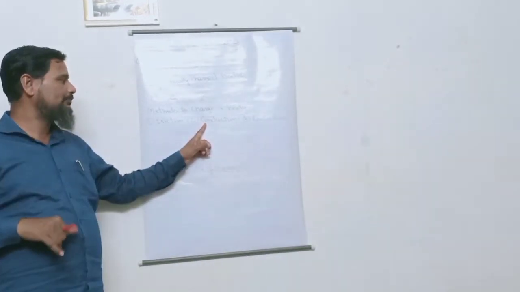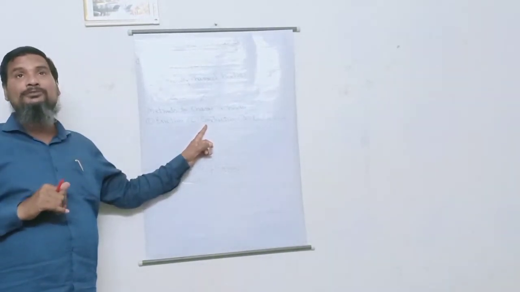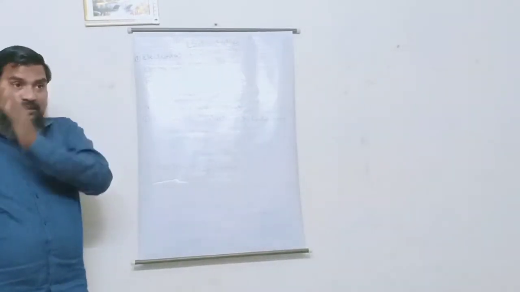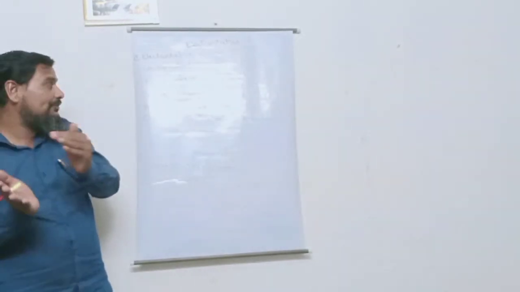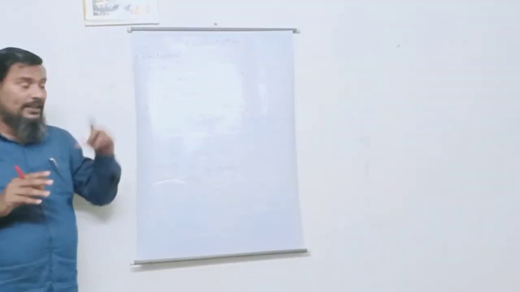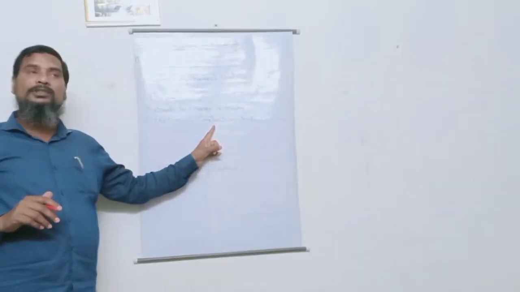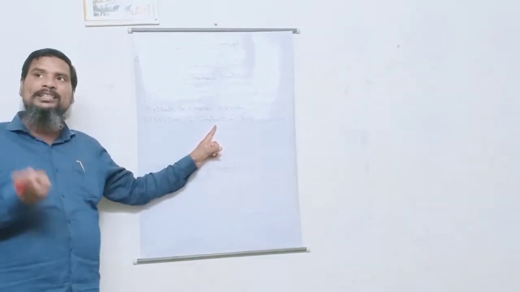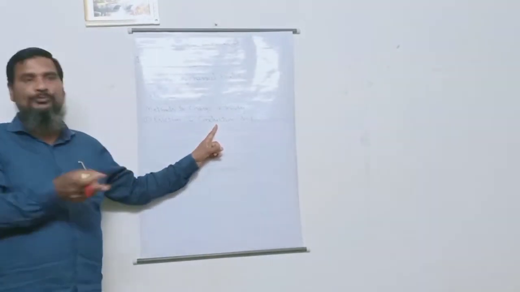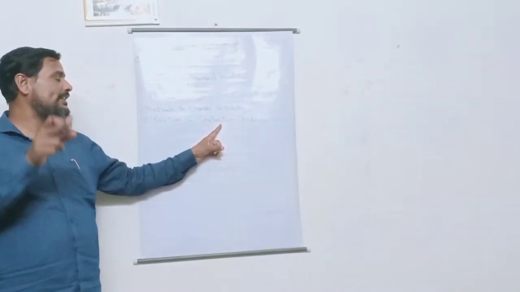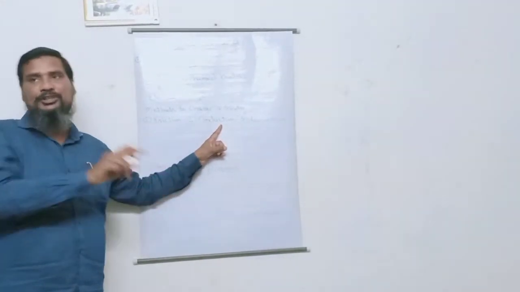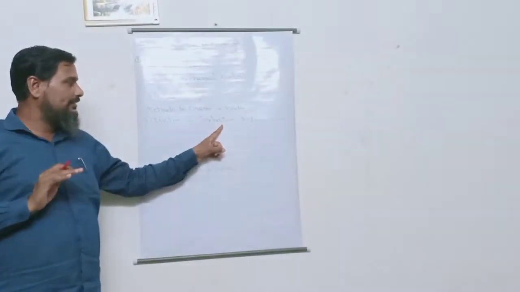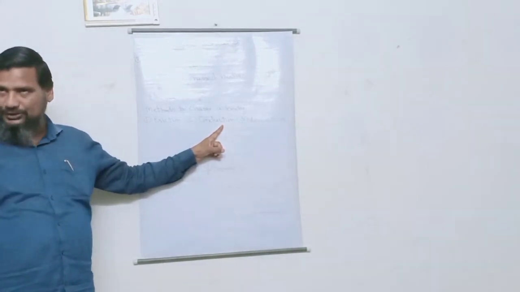What is conduction? In conduction, when a charged body is touched with an uncharged body, some charge of the charged body is transferred to the uncharged body. This phenomenon is called conduction. Again I am repeating, when a charged body is touched with an uncharged body, some charge of the charged body is transferred to the uncharged body, and the uncharged body also becomes charged. This phenomenon is called conduction.